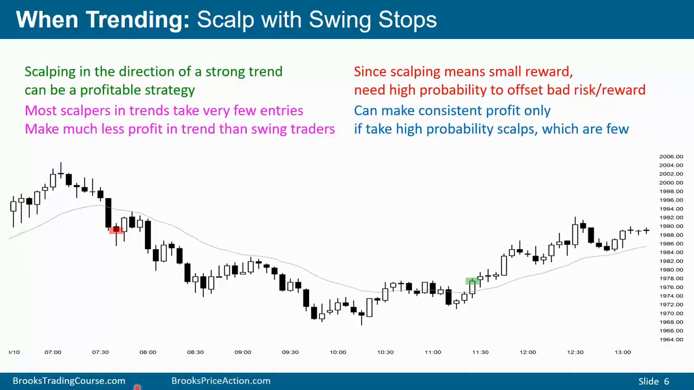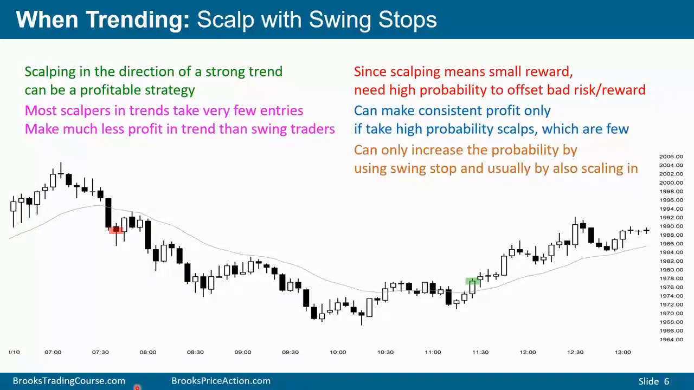A trader can consistently make a good profit scalping if he takes high probability scalps. There are not many that are high probability without proper management. For example, using wide stops and scaling in. For example, the bear who sold the close of this follow-through bar after the bear breakout has a stop up here, did not pull back very much, and here he can exit with 2 points profit.